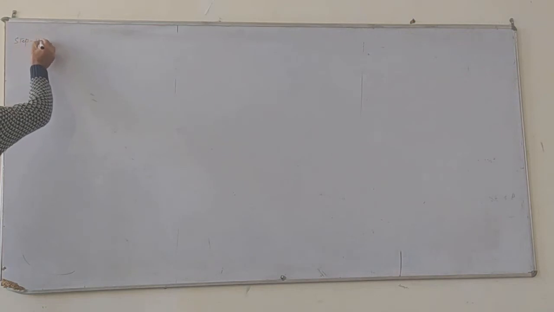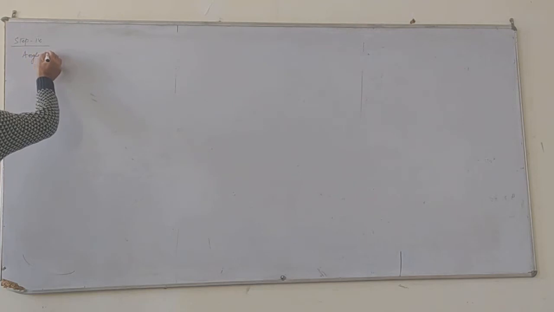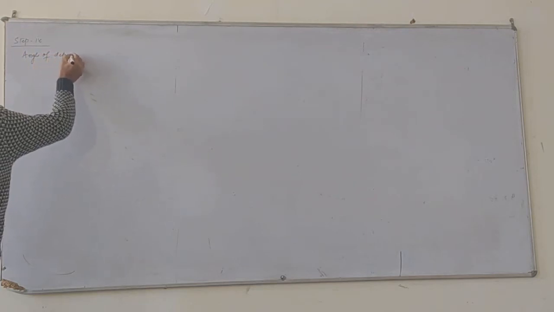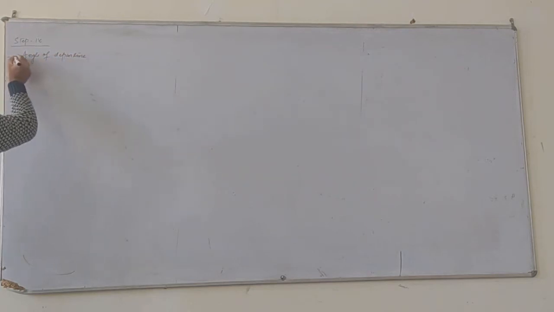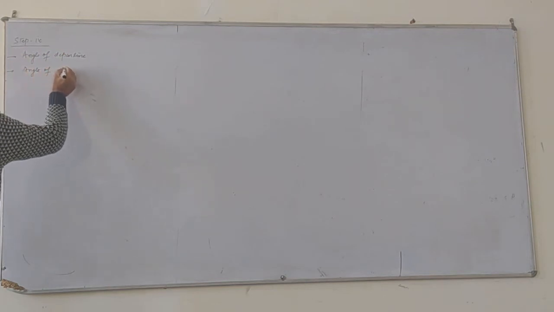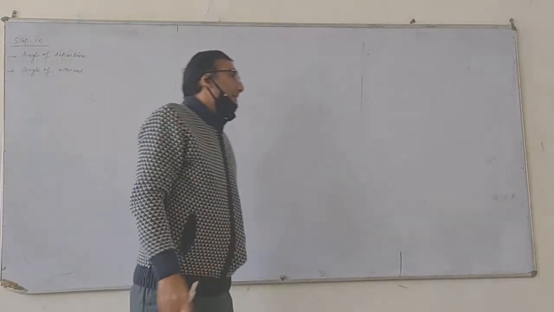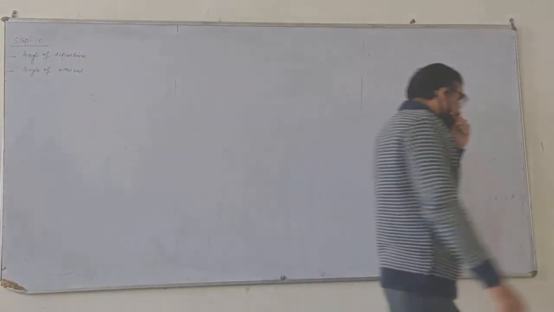So next is step number 9. Two points are there. Number 1, angle of departure. Number 2 is angle of arrival. In the airports, you will always see departure and arrival. It's the same thing, nothing different, but in terms of poles here. You understand?